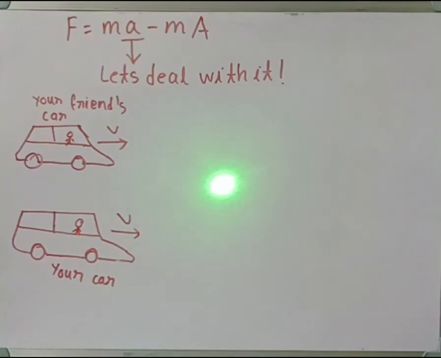Now let's consider a very simple example. Suppose this is your friend's car and this is your car. Both of them are moving with the same velocity. Tell me, will you see that your friend's car is moving with some velocity with respect to you? Of course, it is common sense that you will see your friend's car to be at rest according to you. That means if two cars are moving with the same velocity, then the relative velocity between them should be 0, right?